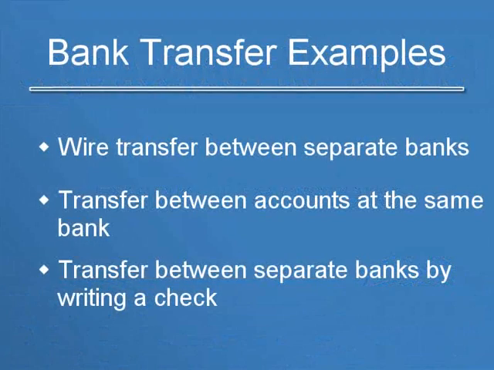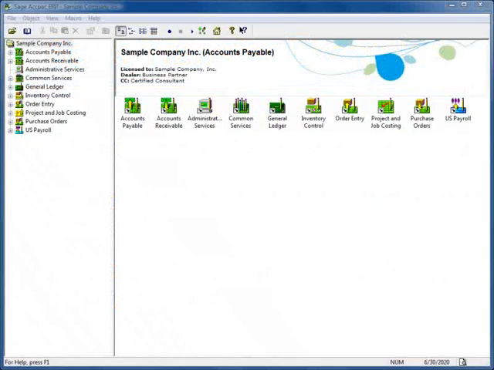The examples will involve a wire transfer between accounts in separate banks, a transfer between accounts at the same bank, and finally, a transfer between separate banks by writing a check and making a physical deposit. So now let's jump right in and take a look.